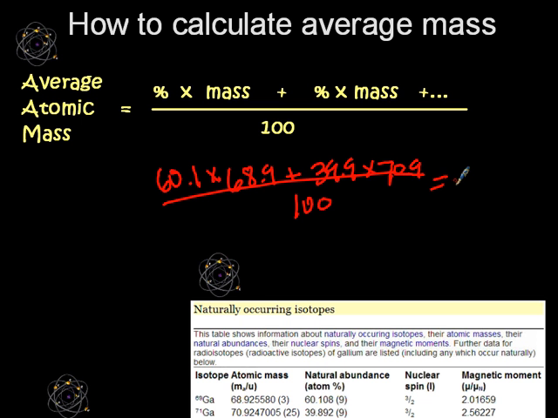And in the end, my answer came out to be 69.7. Again, this is much closer to the gallium that is 69, right? 69.7 is closer to gallium 69 than it is to 71, and that's because 60% of it is gallium 69.